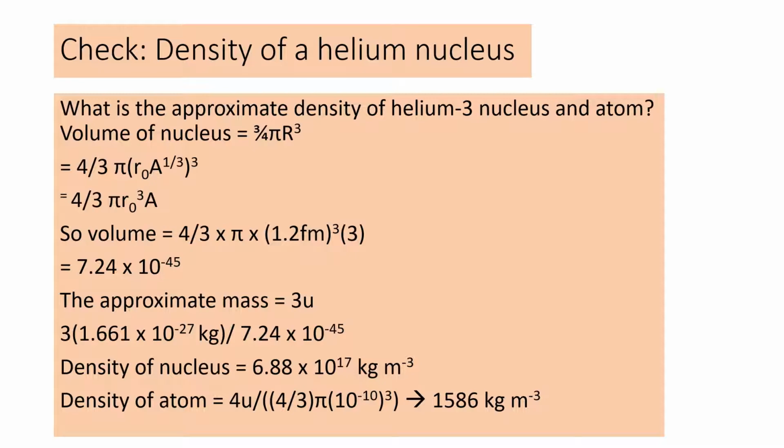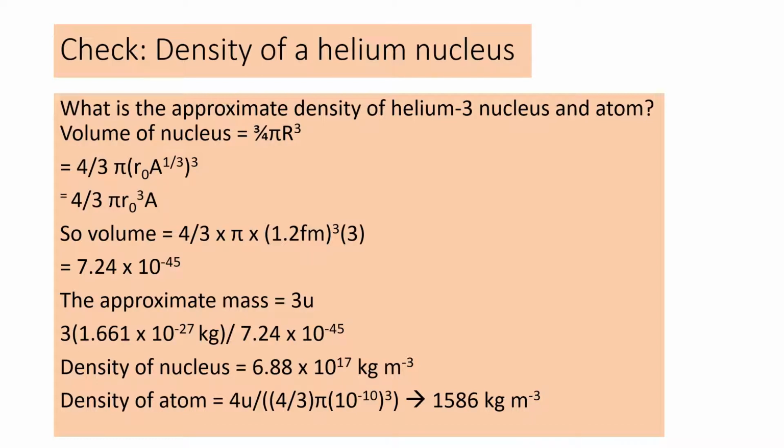So putting that in, you get 4/3 pi r naught cubed times A, where A is the mass number or the nuclear number. So the volume is 4 over 3 pi. Now remember, r naught is the constant, which is 1.2 femtometers, cubed. And then we multiply that by A.